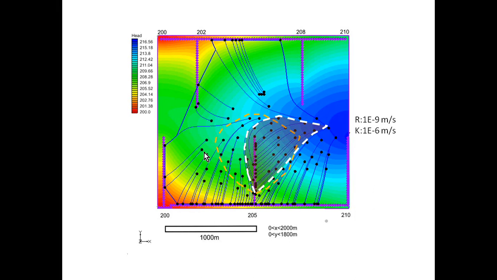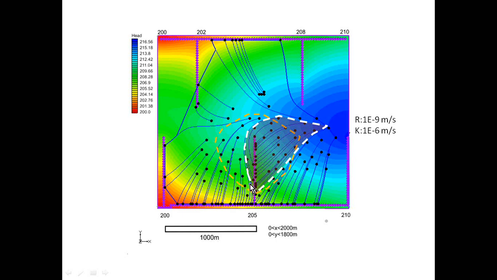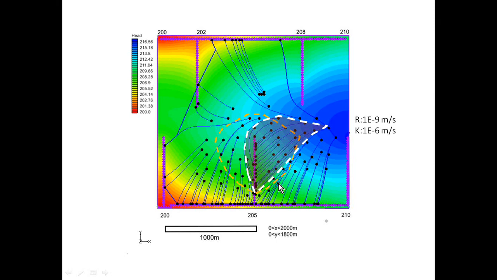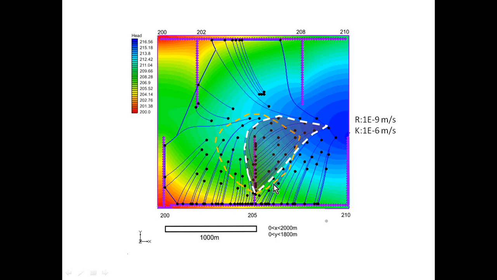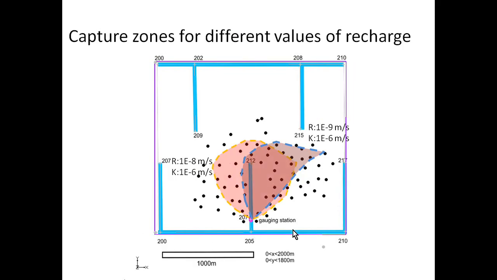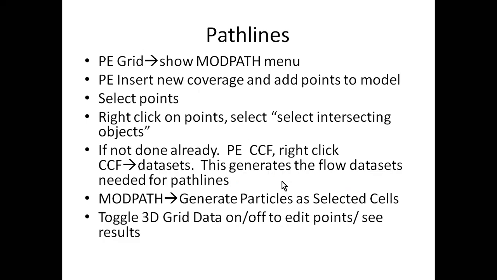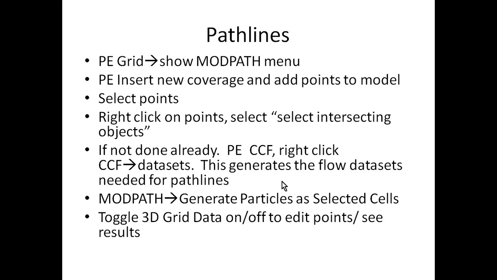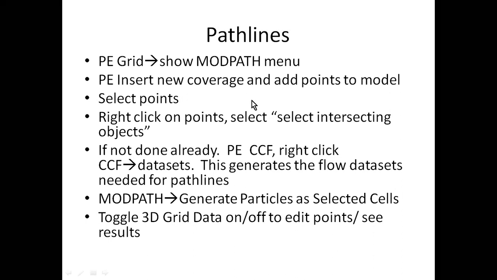Okay, so in order to do this, we need to learn a little bit more mechanics of how to set up these flow paths. And here's the comparison where I've removed the heads and just show you the 2 different capture zones, and you can see that they're quite different. Okay, so we need to be able to run some path lines and generate these path lines using ModPath. So here's a quick summary of how we'll do it.